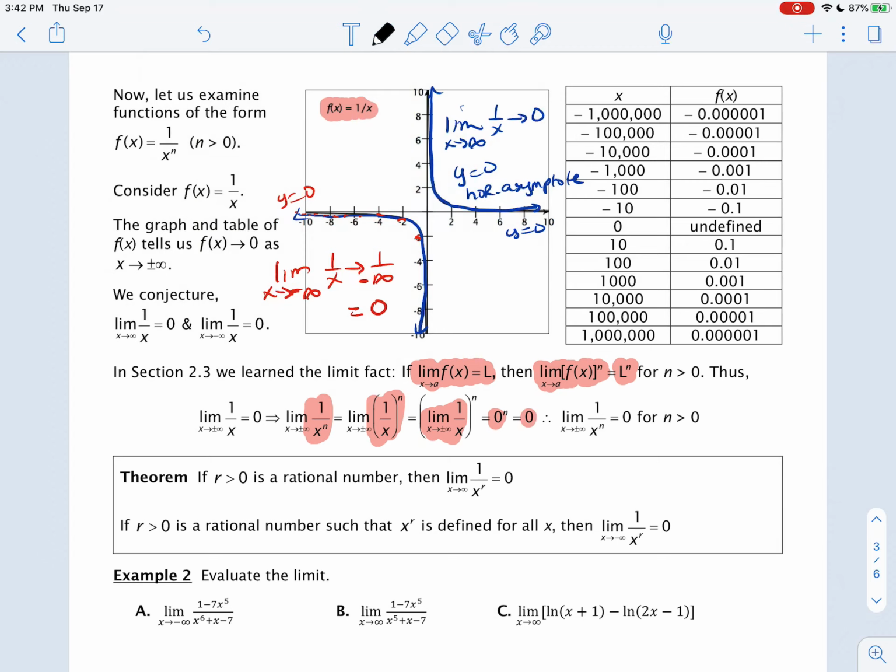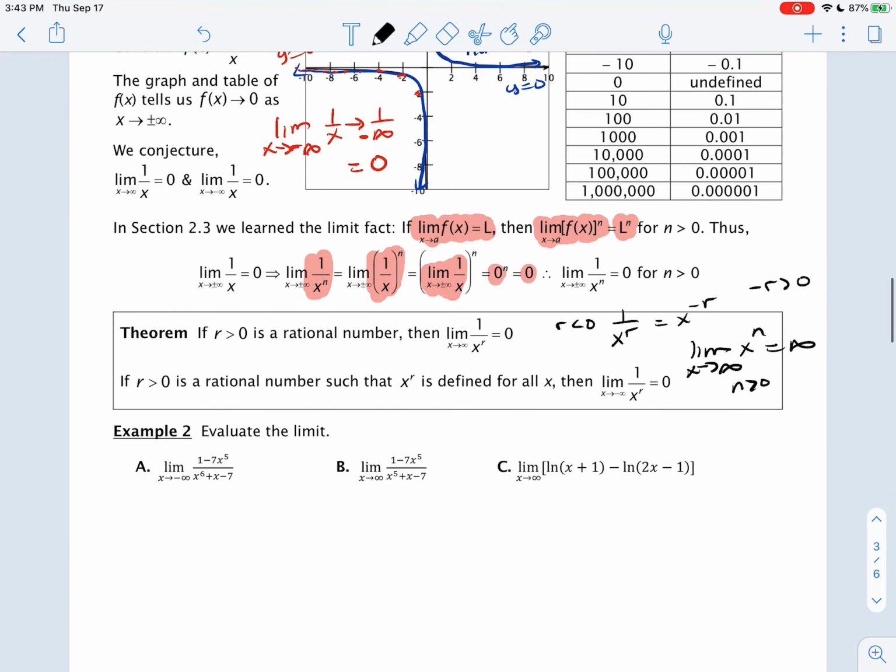That's a very useful rule as long as our r is larger than 0, because remember, with our exponent rules, if r is less than 0, then 1 over x to the r would be x to the minus r, and minus r would be bigger than 0, and the limit as x approaches infinity of x to the n, where n is bigger than 0, is going to be infinity. And we'll get to that a little later. But we're still going to make use of this property here.